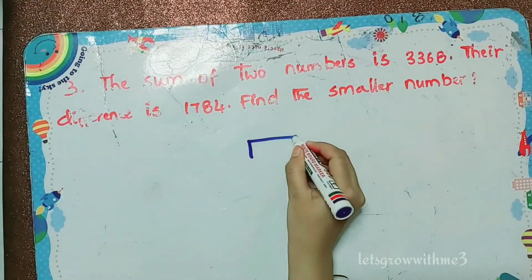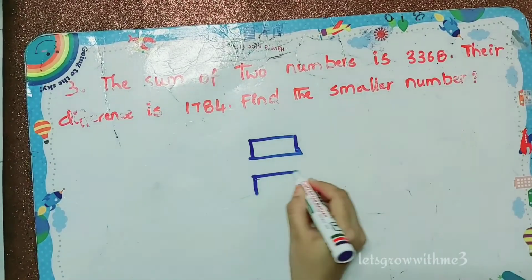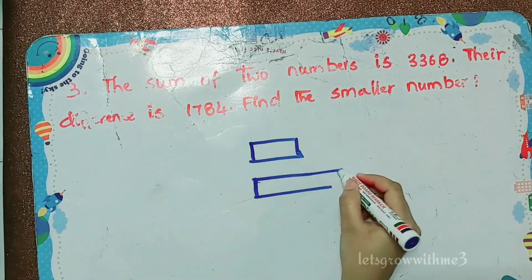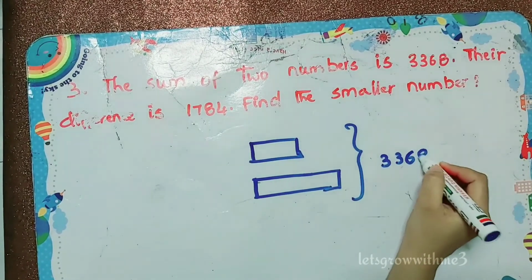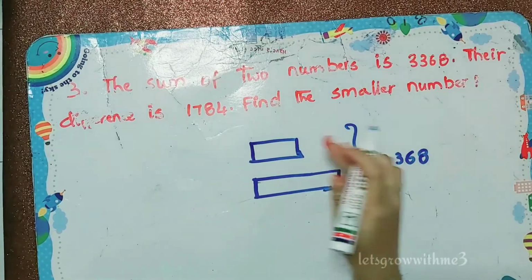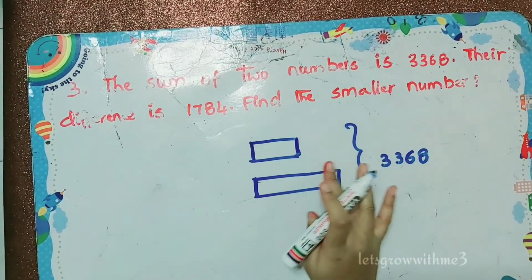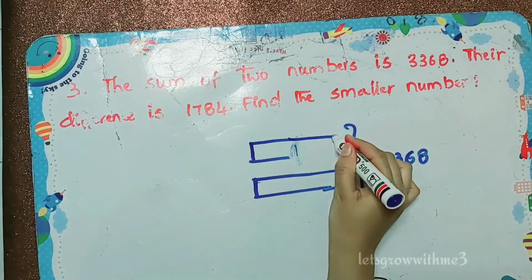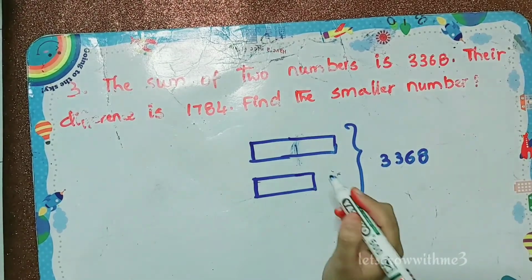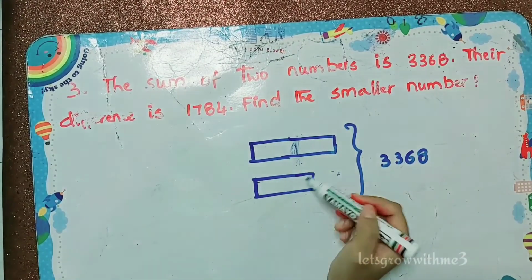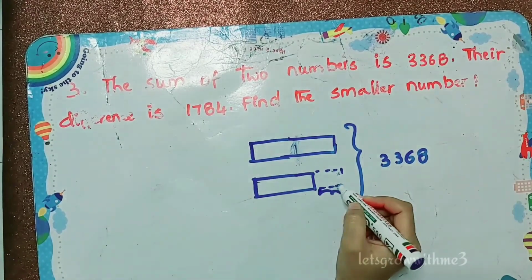Okay, so when you add the two numbers, we are getting a sum of 3368. Here I am assuming I have two numbers, and when I add these two, I am getting 3368. And difference, what do you mean by difference? When I subtract one number from the other, I am getting 1784. What is the meaning of that statement? One number is bigger compared to the other number, so only then will I get a difference, right? So the difference, this value, is how much? 1784.